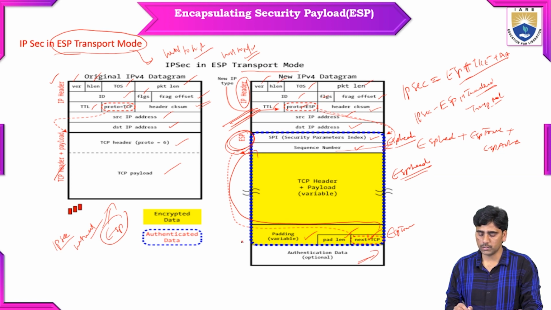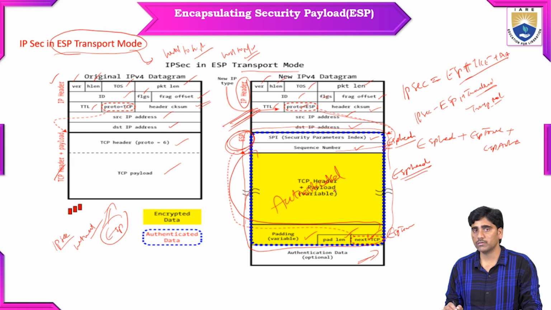Now here you can see all these blue dotted lines indicate authenticated data. That's why we are studying ESP, for authentication as well as privacy purposes. Now all this data is authenticated and is transmitted to the destination safely and confidentially.